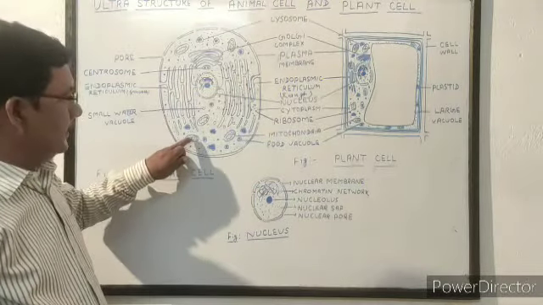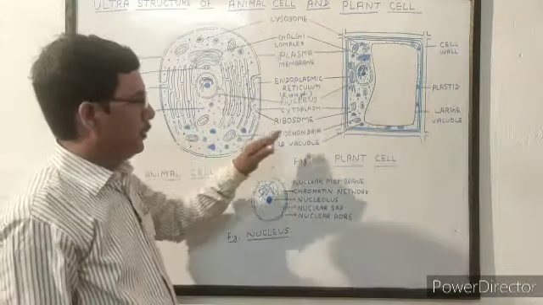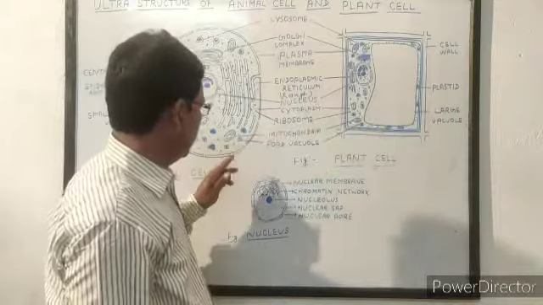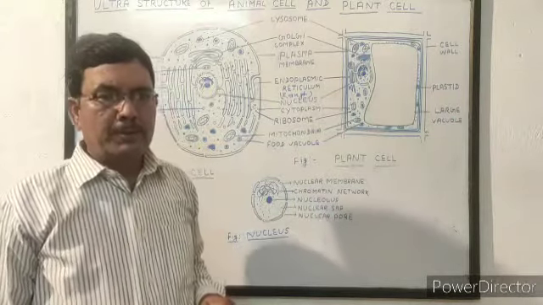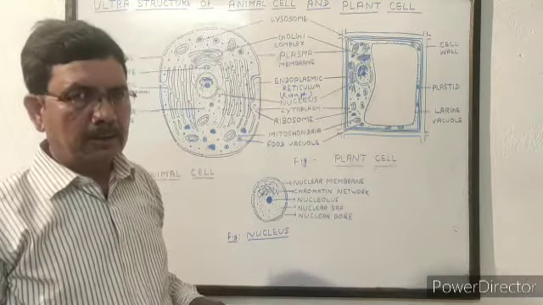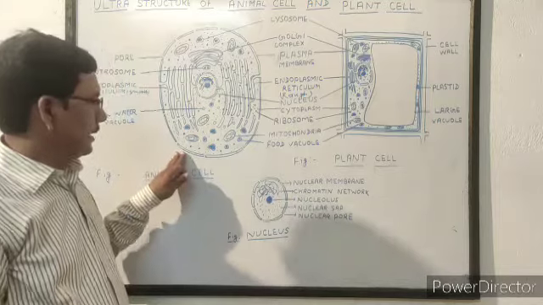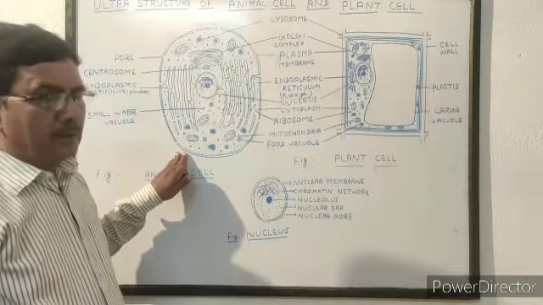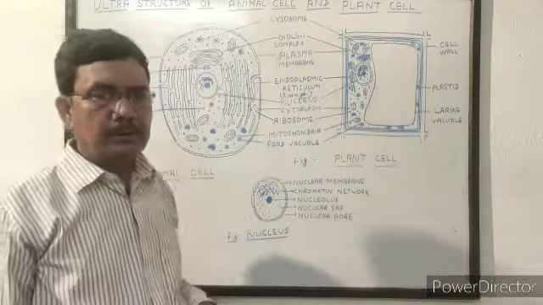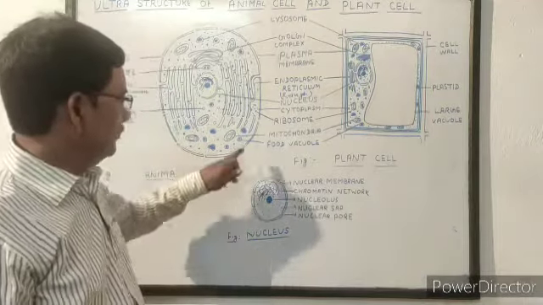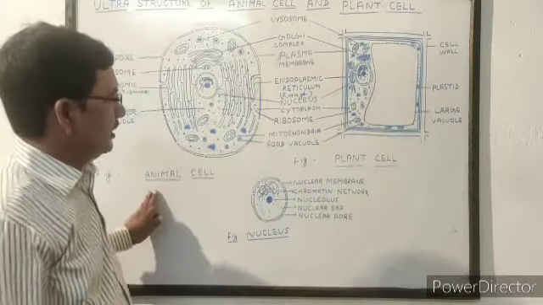Now mitochondria. Mitochondria is another cell organelle present both in plant cell as well as in animal cell. Energy is essential for every organ. To provide energy, every cell has got mitochondria. The mitochondria is mainly concerned with oxidation of digested food and liberation of energy. So it is called powerhouse of the cell. So mitochondria present both in plant cell as well as in animal cell.